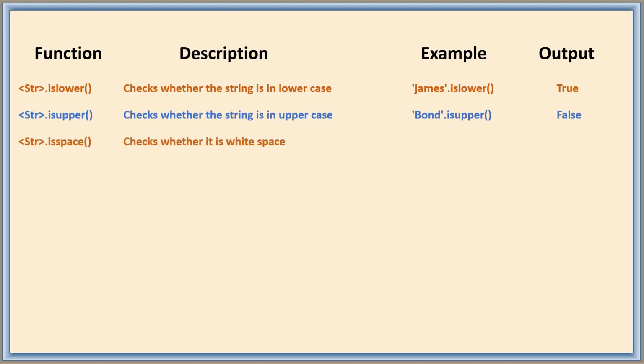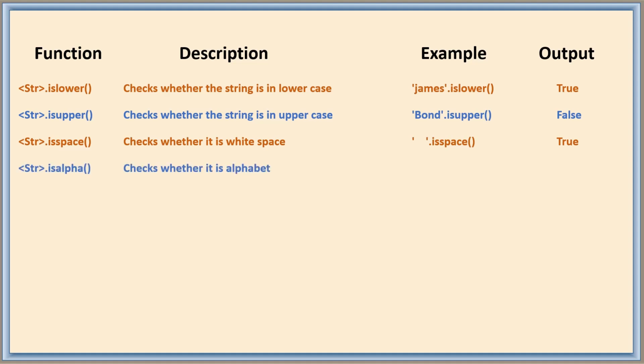Is space. So we can also check whether it is a white space or not. For example, see, I have given the white space. That means only the quotes are available, and in between them blank spaces are given. Is space, yes, that is true.